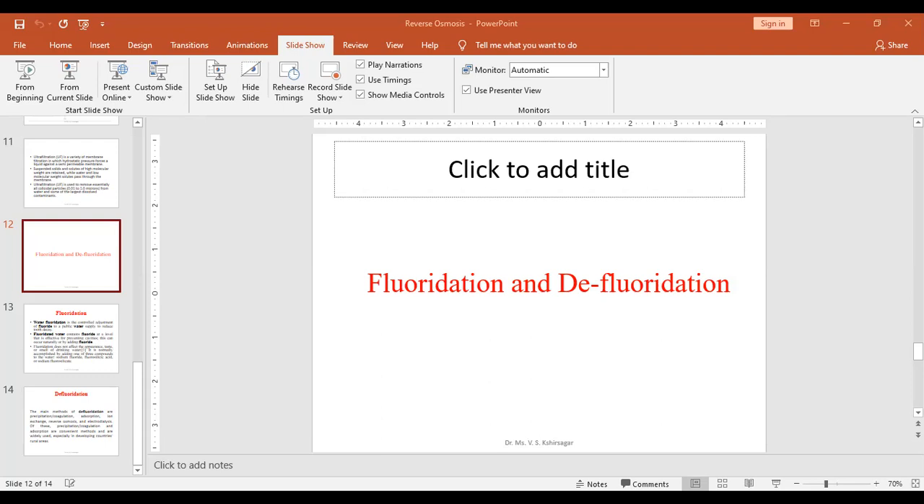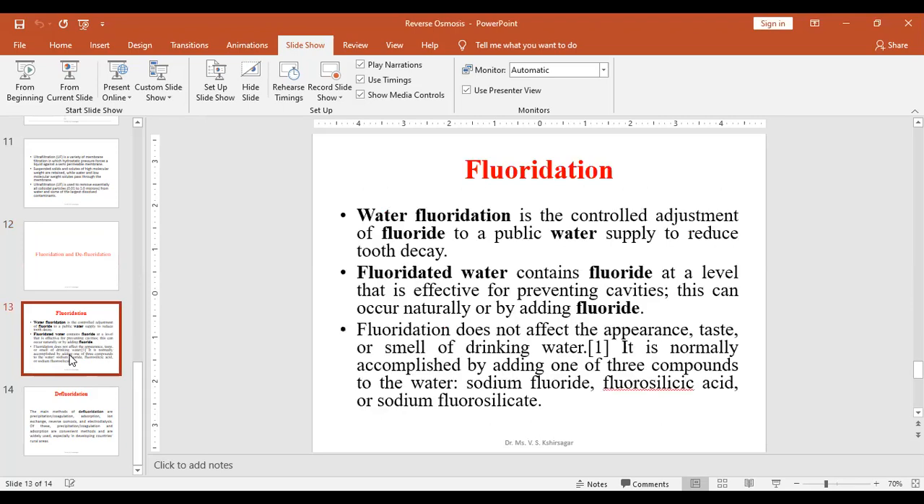It means we need to take care. It must be in the range of 1 to 1.5, maximum 2 or 2.5. It should not go up, or go down, to avoid such kinds of health issues. And that's why fluoridation and defluoridation are equally important to maintain health in a child. Okay, so that's why we are studying the simple methods of fluoridation and defluoridation.